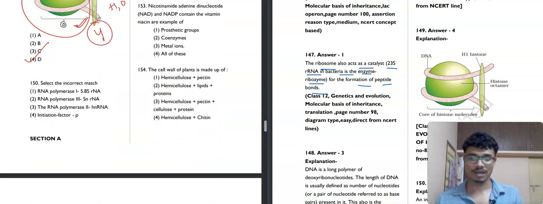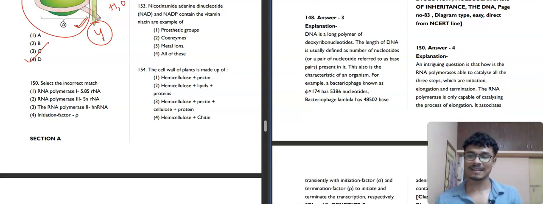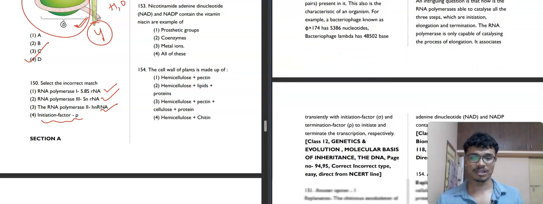Then we will move towards the last question of our discussion of botany, question 150. It is saying to select the incorrect match. Okay, we will select the incorrect match. RNA polymerase 1 synthesizes 5.8S ribosomal RNA, correct. RNA polymerase 3 synthesizes snRNA, it is also correct. RNA polymerase 2 synthesizes hnRNA, it is also correct. Initiation factor is given as rho, is it? The initiation factor is not rho, this is the termination factor. The initiation factor is sigma. So this one is not correct. Select the incorrect. So the fourth option here is our correct answer for this question.